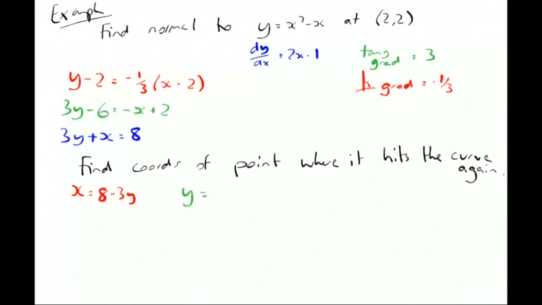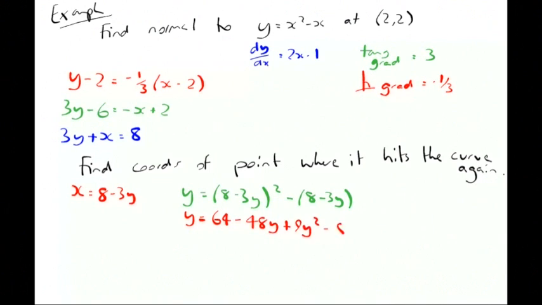That gives us y equals (8 minus 3y) all squared minus (8 minus 3y). Expanding out that bracket, you can either write it out twice if it helps. You get y equals 64 minus 48y plus 9y squared. Expanding out that other bracket, we get minus 8 plus 3y. Collecting all your like terms, putting everything onto the same side, setting equal to 0. We get 9y squared minus 46y plus 56 equals 0. Nothing we can do to simplify that, so we're going to factorise it.